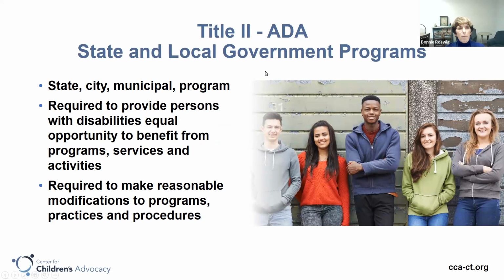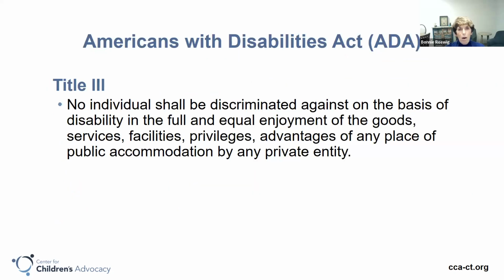Title II is about state and government programs, city and municipal programs. They are required to provide individuals with disabilities equal opportunity to benefit from their services, programs, and activities. And for an individual with a disability, they are required to make reasonable modifications to programs, practices, and procedures. It's about inclusion. It is about leveling the playing field. So when you hear that someone says, no, sorry, we can't take this individual, we can't accept them, this won't work, the first thing to do is not to say, oh dear, what do I do now? The first thing to say is, wait a minute, that's illegal, that's a violation of federal law.